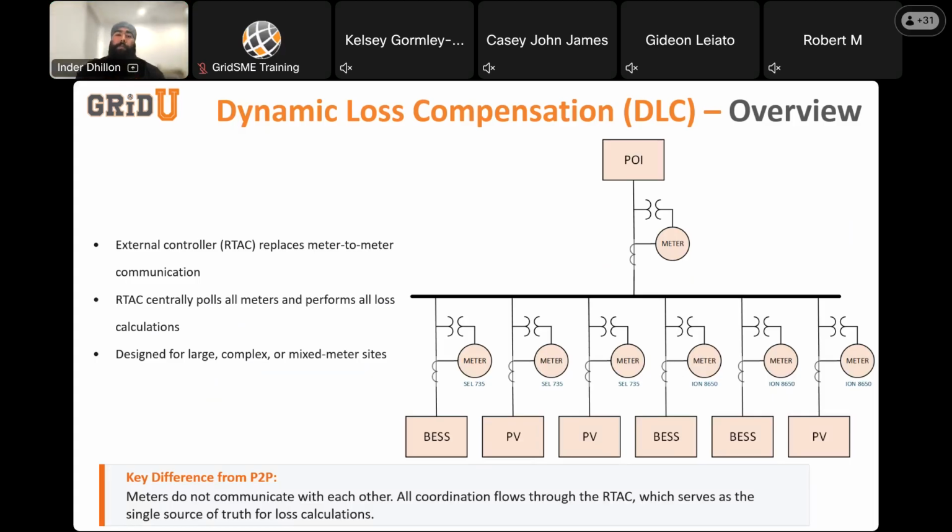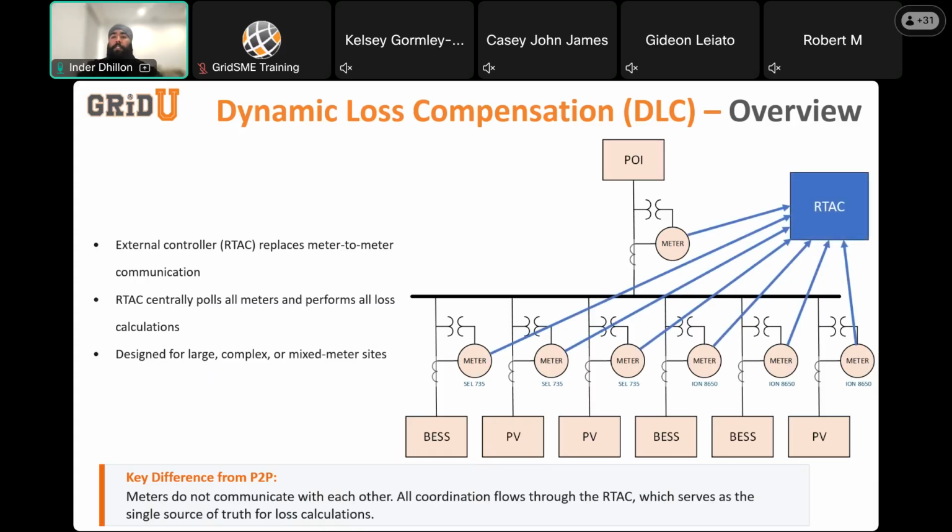So dynamic loss compensation, also known as DLC, is the third and most sophisticated metering method. It's designed for exactly the scenarios where peer-to-peer runs out of road. The fundamental difference between peer-to-peer and DLC is the method. In peer-to-peer, the meters communicate directly with each other. In DLC, there's no meter-to-meter communication at all.